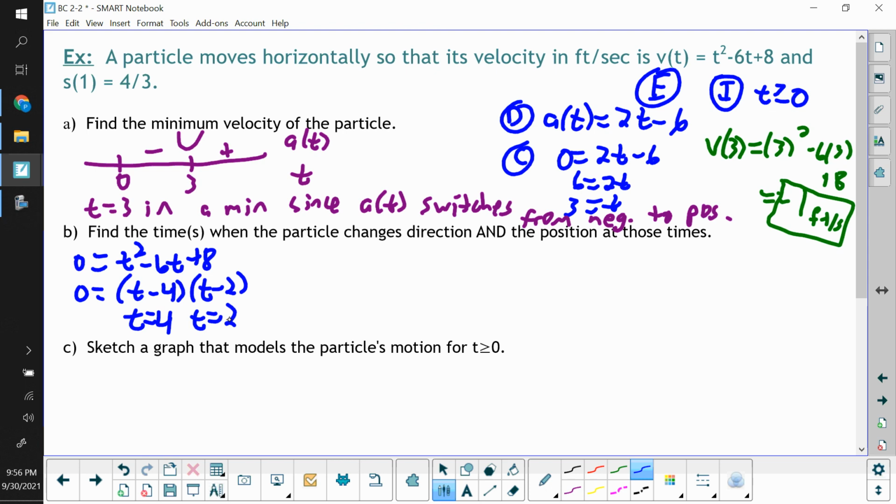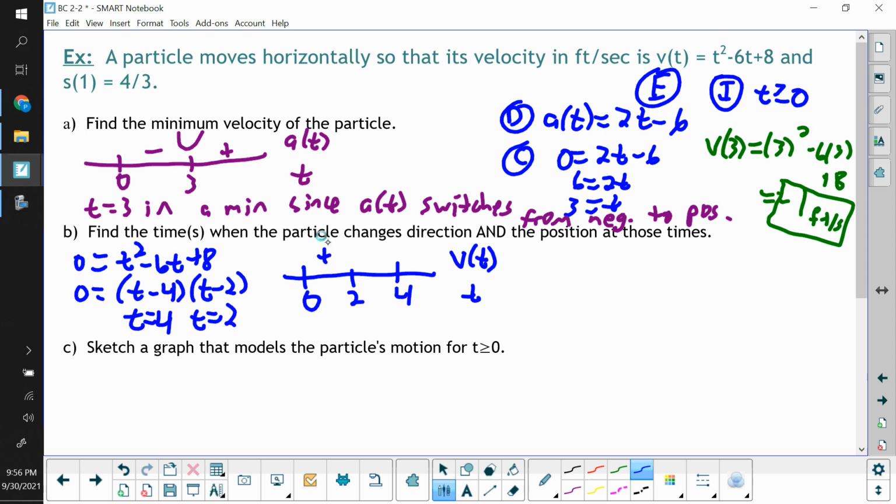is our critical values. Now we can't be certain just from those that it's changing direction, because it could have paused for a second and then just kept going in the same direction. So we do have to do our number line to see if the velocity is changing sign. We probably want to sub into the factored form. So when you sub 1 in, 1 minus 4 will give you a negative. 1 minus 2 will give you a negative. A negative times a negative is a positive.